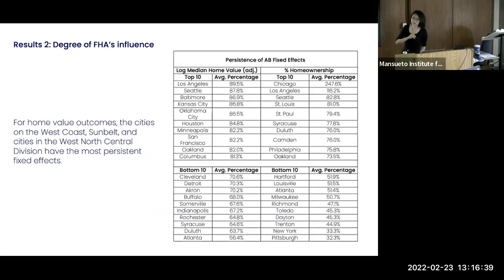However, this is just giving you a sense of persistence, of which cities had the highest persistence of AB effects for both home value and home ownership.